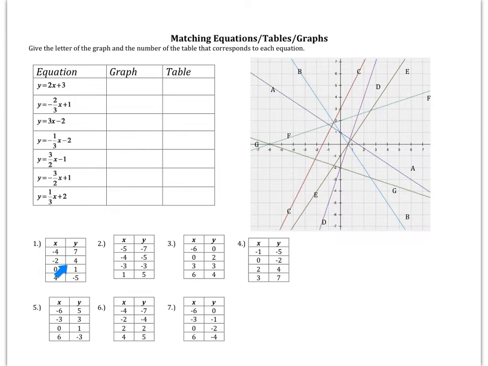Just find these ordered pairs, see what graph it hits, and then if you already know what graph it is, then you can get the equation. You really can do this however you want. I'm just trying to give you some helpful hints on how to do it quickly.